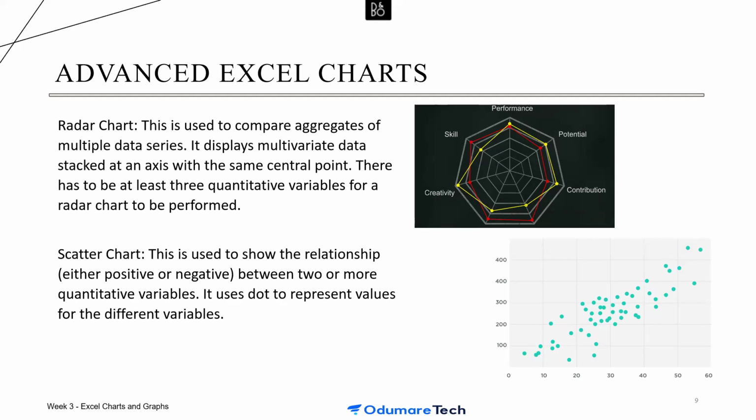For the scatter plots, it's called a scatter chart, and also scatter plots. You can use any of those. It is also used to show the relationship, either positive or negative, between two or more quantitative variables. It uses dots to represent values for the different variables. Basically, what the scatter plot does for you is that it just shows you the data points by using dots. In this case, also, you usually have more than just one quantitative variable. So we'll probably just try it and then see how that goes.